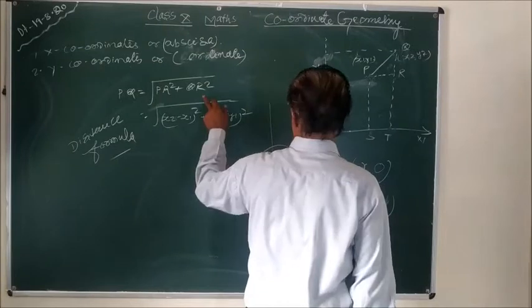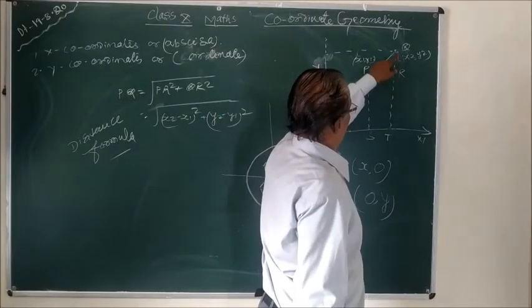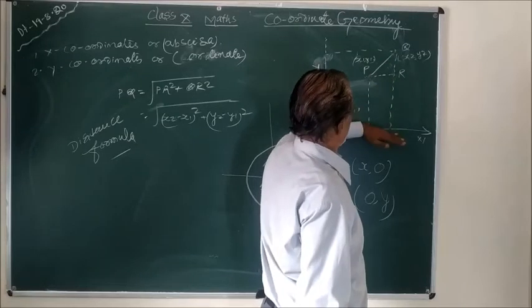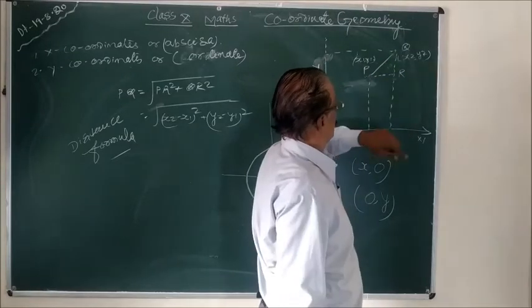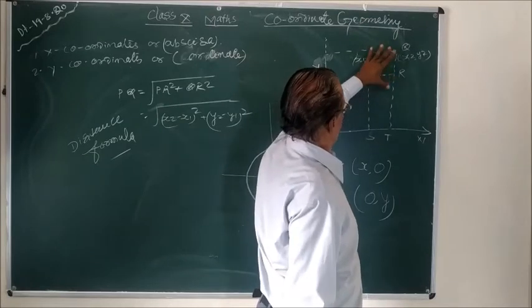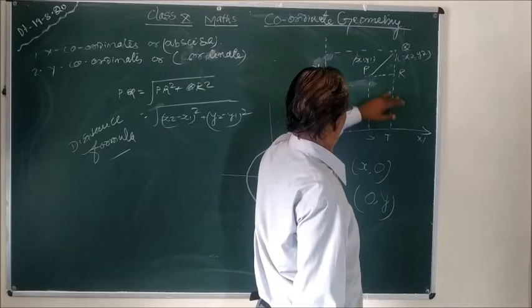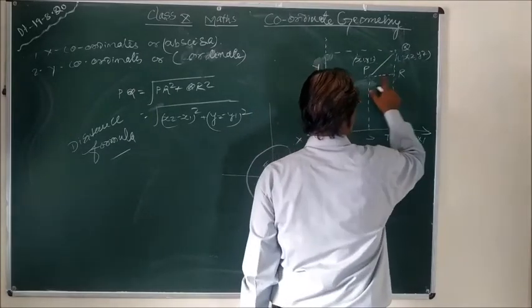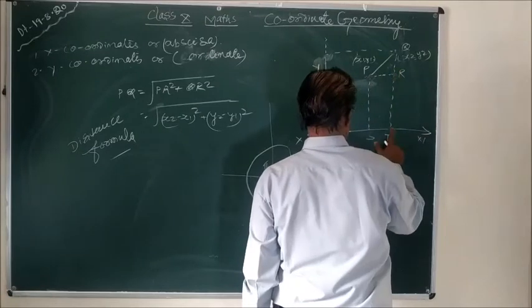QR means QT minus RT. So QT is the distance from the y-axis, y2. On QR is QT. And RT is the distance.